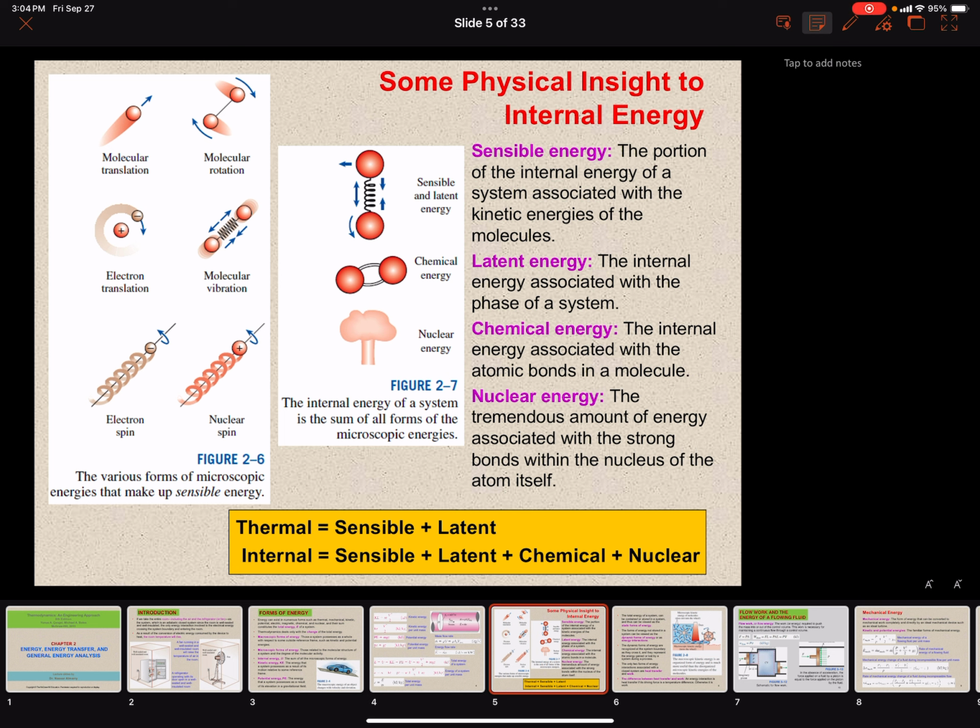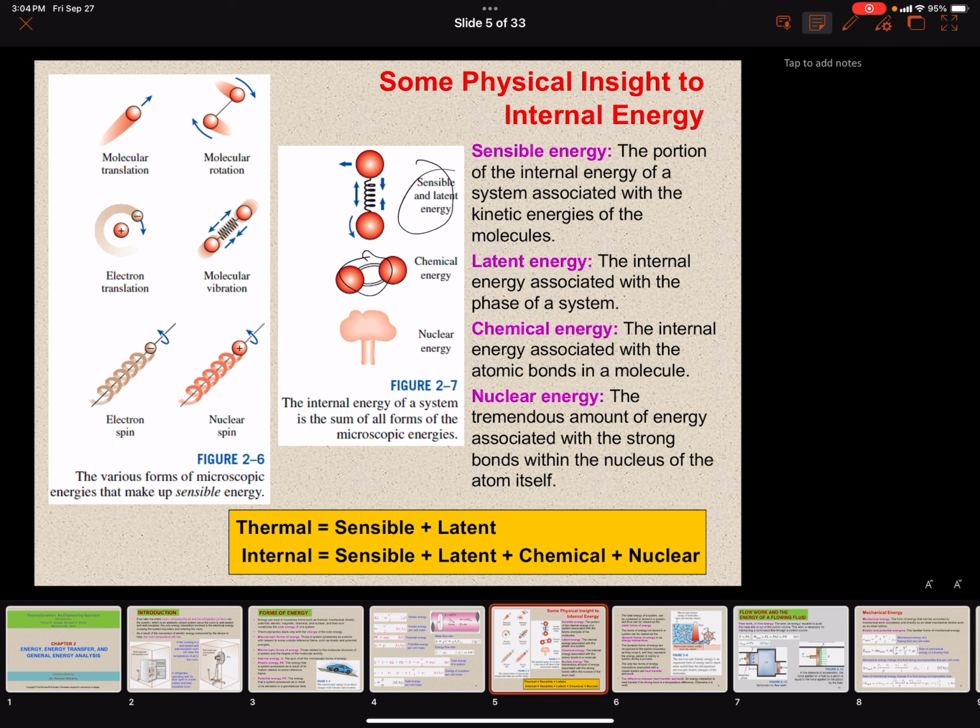We can see here that the sensible and latent energy are related to the movement of molecules, like kinetic energy. But the chemical energy is related to the atomic bonds, and the nuclear energy is the tremendous amount of energy associated with the strong bond within the nucleus of the atom itself.